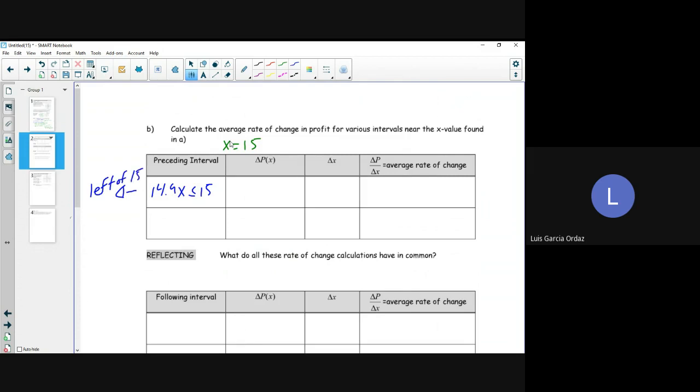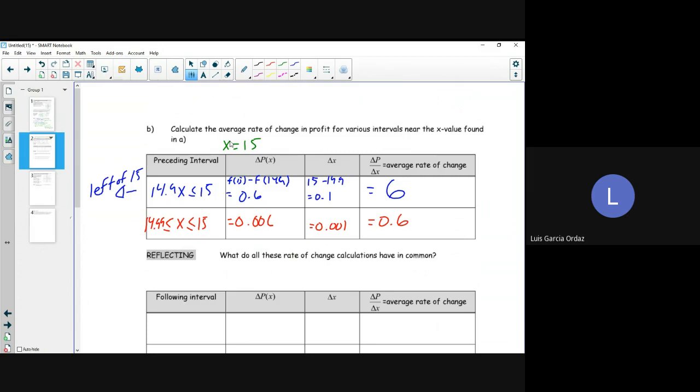Which means our average rate of change is P at 15 minus P at 14.9, and this gives us 0.6. Our change in x is 15 minus 14.9, which is equal to 0.1, and delta P over delta x gives us 6. And then we have to do the same thing. Let's pick a smaller interval, so x between 14.99 and 15. Our change in P is 0.06. Our change in x is 0.01. And our average rate of change is 6.